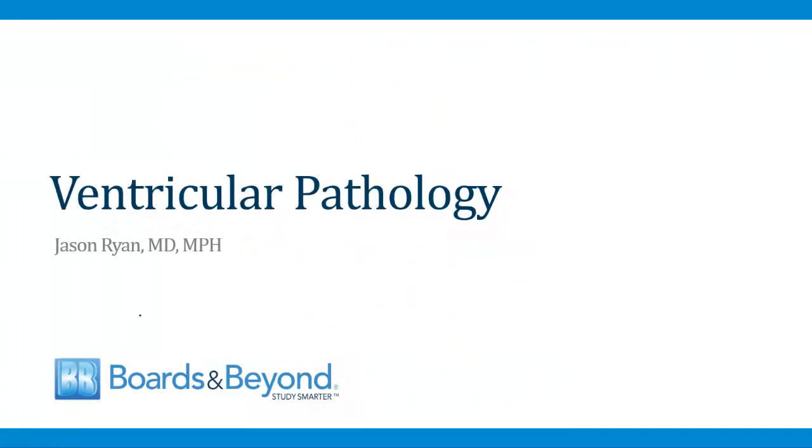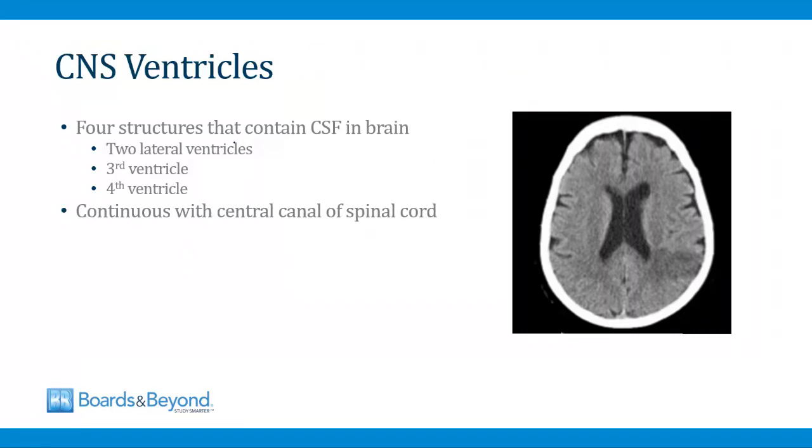Hello everyone and welcome to our module on ventricular pathology. The ventricles of the brain are four structures that contain the cerebrospinal fluid. There are two lateral ventricles and then a third and a fourth ventricle.